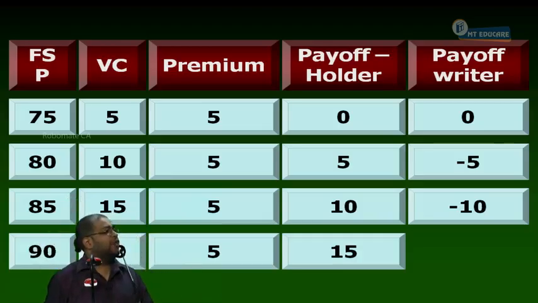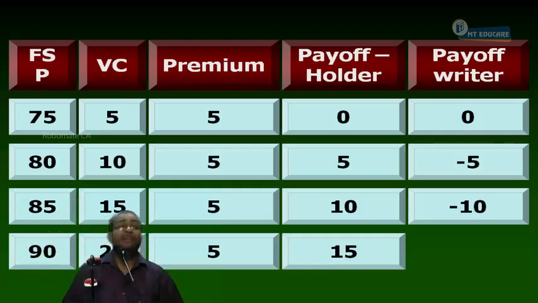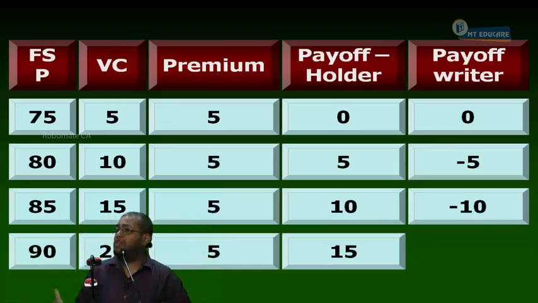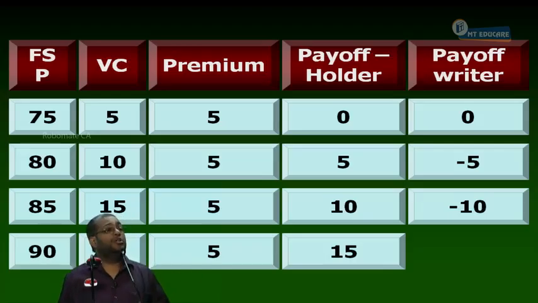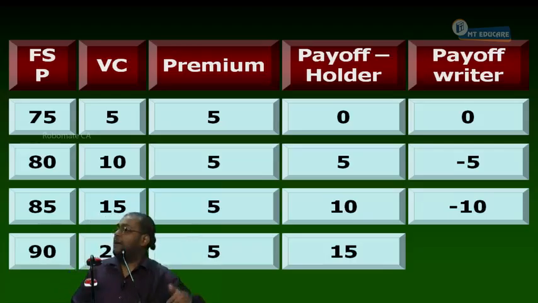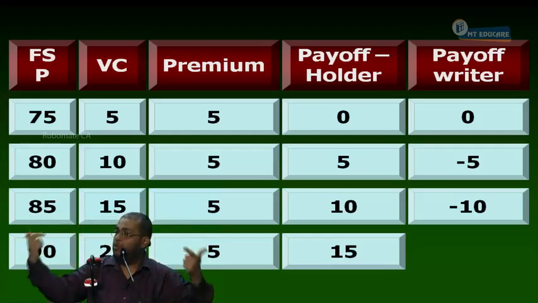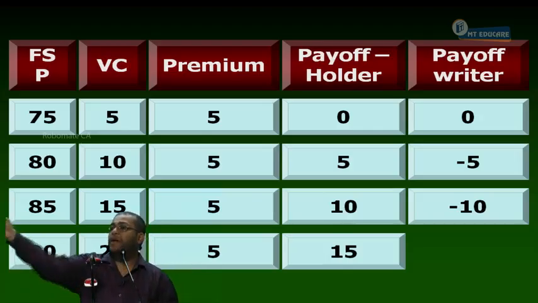Now you say the call is what? Overpriced. When you feel the call is overpriced, what will you do? Sell. You become a writer. If you feel the call premium is 6, but it is trading at 5 rupees, I feel the call is worth 6 rupees. You feel that the call is underpriced. What position will you take? Buy a call and become the holder of the call. So whether you become a holder or a writer depends on your perception of whether the premium is overpriced or underpriced, and take the appropriate position.